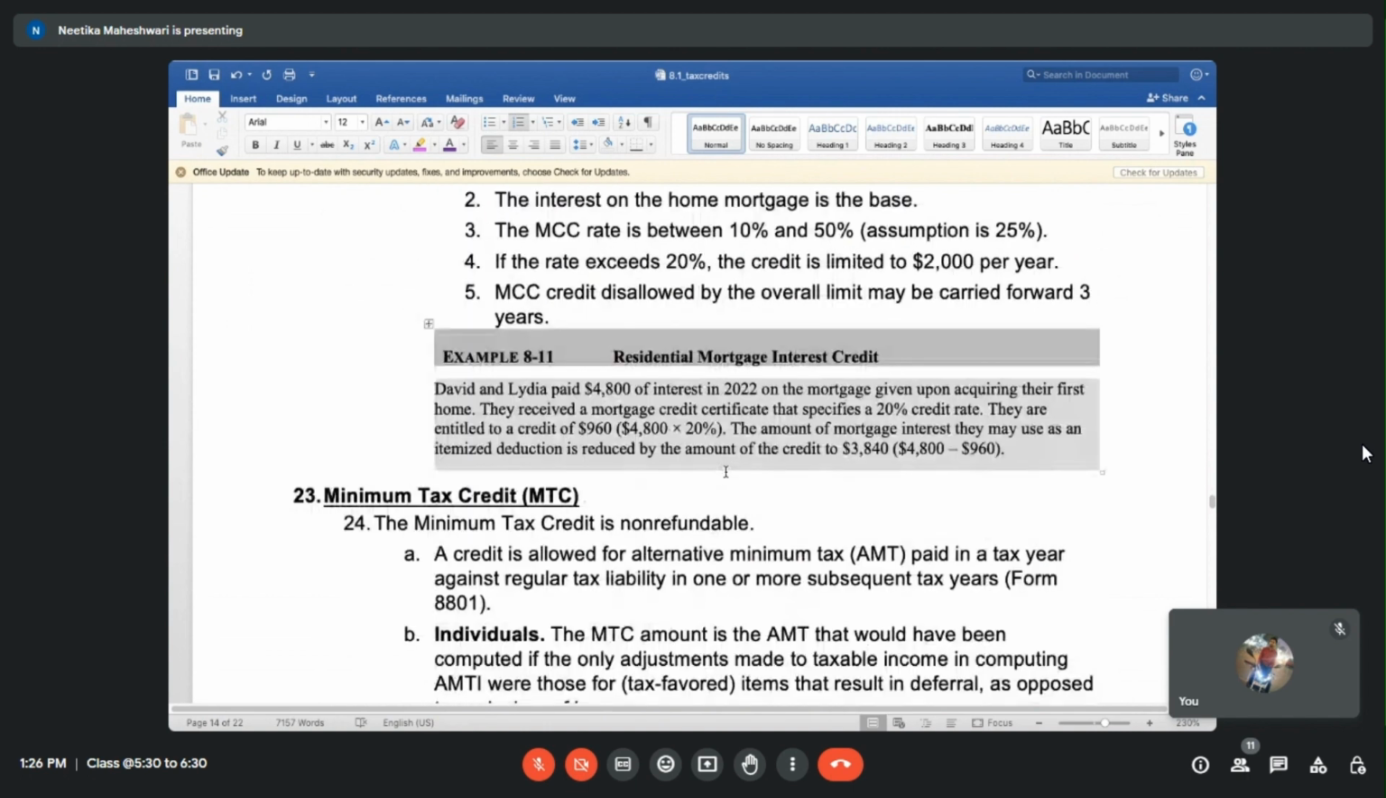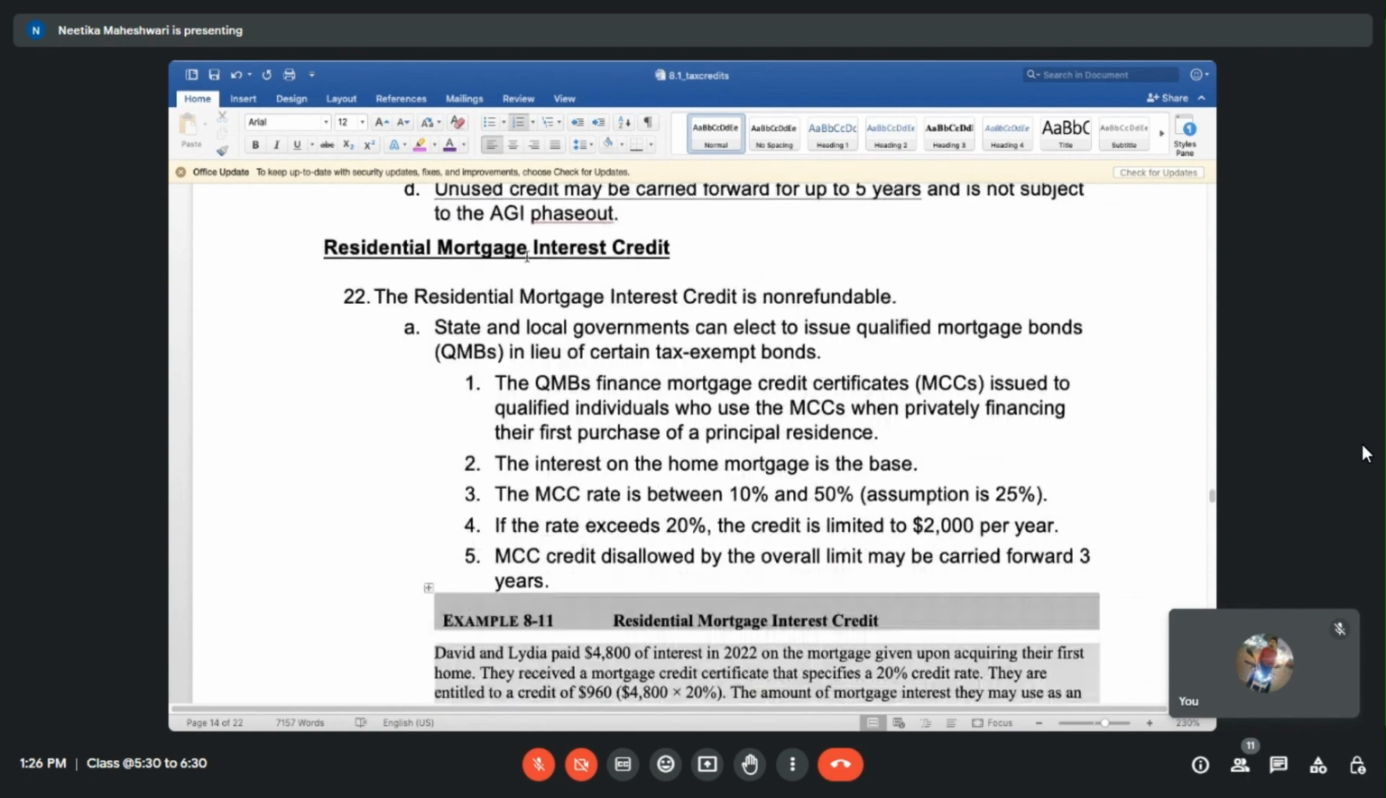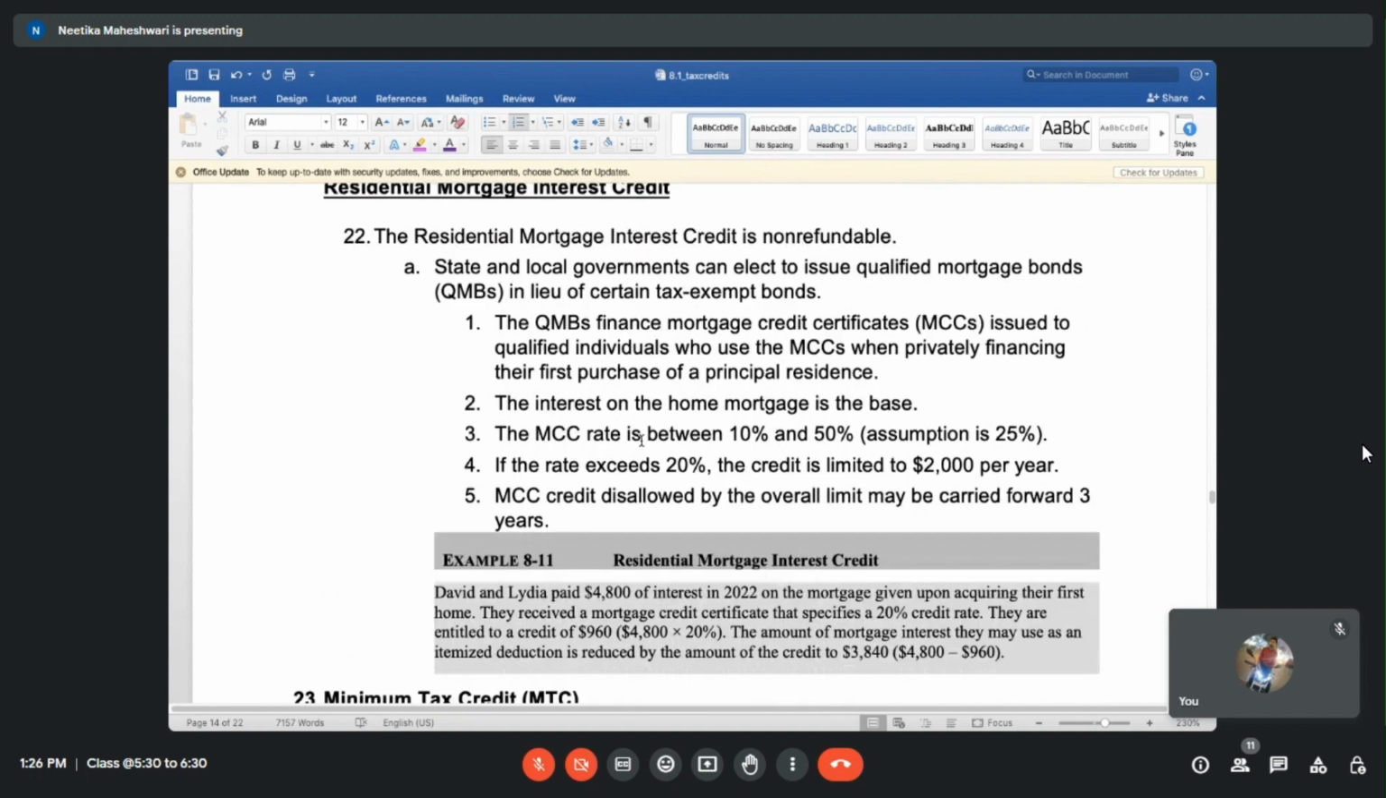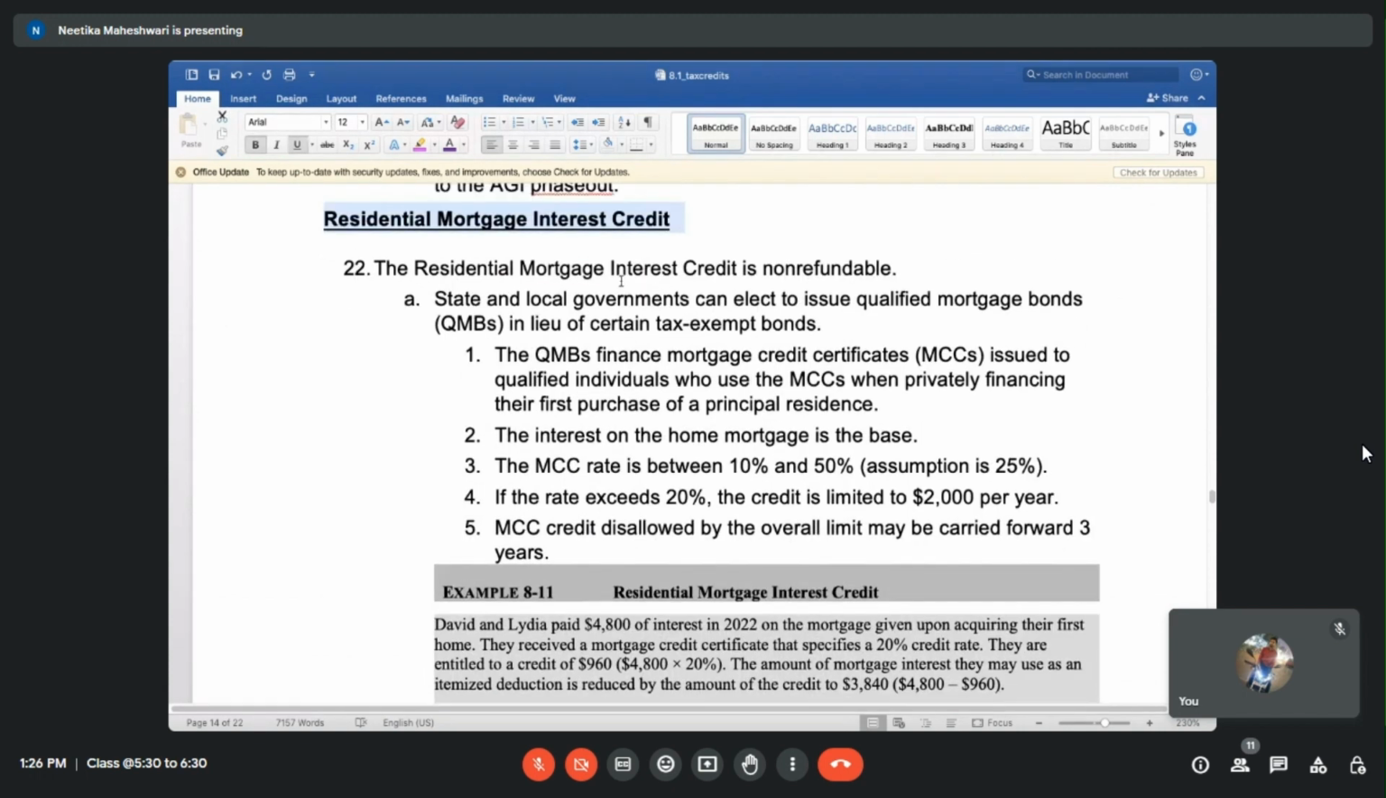So we'll just finish off this residential mortgage interest credit and then we'll close. Quickly, residential mortgage interest credit. This is different. We always see in Schedule A that mortgage interest can be taken as a deduction. Or if the property is put up for rent, then we can take that as a rental expense on Schedule E. I hope everybody remembers that.